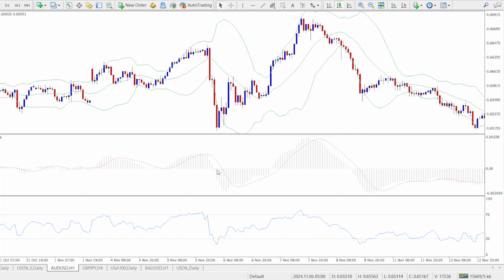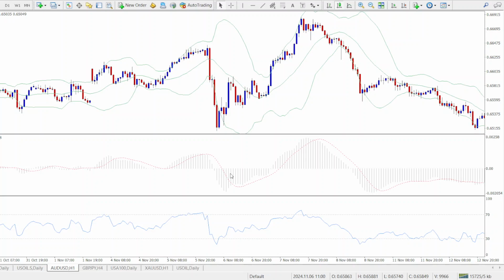Then thirdly, use the MACD to confirm momentum direction. If the MACD line is above the zero line and the histogram is above the zero as well, positive, it suggests bullish momentum. If the reverse is true, meaning the MACD line is below the zero line and histogram bars are below the zero line as well, it suggests bearish momentum.